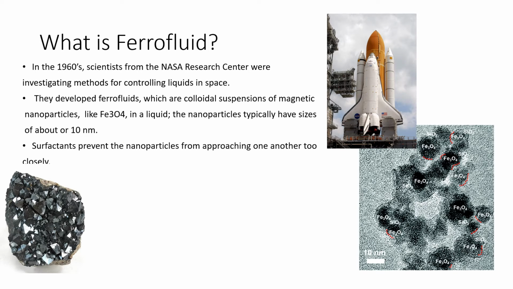In the 1960s, scientists from NASA Research Center were investigating methods of controlling liquids in space. Mainly due to the lack of gravity in outer space, they were looking for a method to control the fuel in the rockets. They developed ferrofluids, which are a colloidal suspension of magnetic nanoparticles such as Fe3O4 in a liquid. The nanoparticles typically have sizes of about 10 nanometers or less.